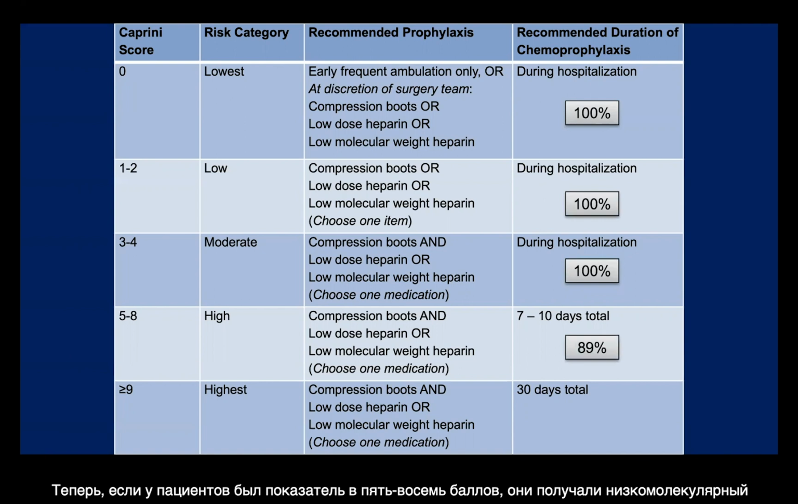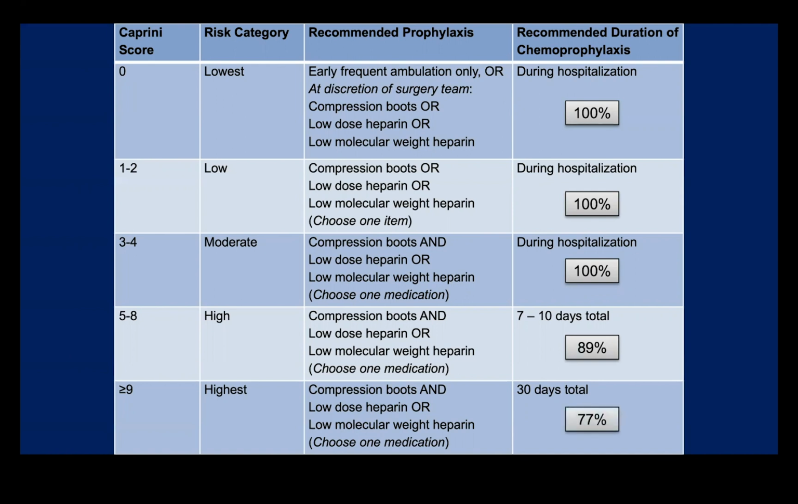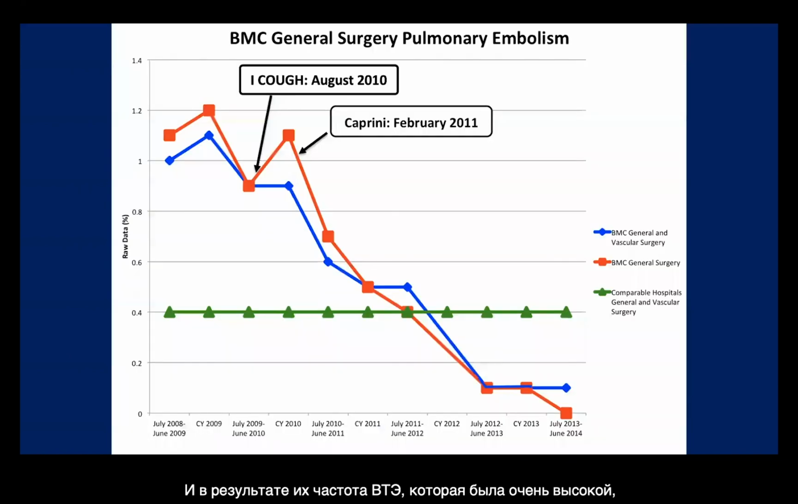Now, if the patients had a score of 5 to 8, they received low molecular weight heparin for 7 to 10 days. Didn't make any difference if they went home or not. They got 7 to 10 days of prophylaxis. And if their score was 9 and above, they got 30 days of low molecular weight heparin. And as a result of that, their incidence of VTE, which was very high, was reduced to 0.1% at 30 days, including PE deaths. A poster presentation. What if every hospital in the United States did this? What if those rates would be like that?